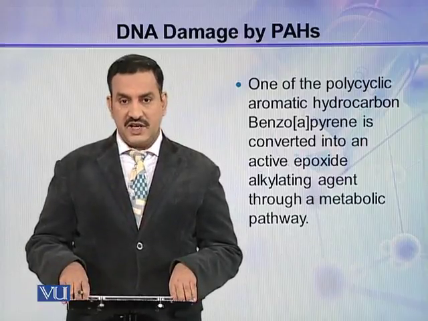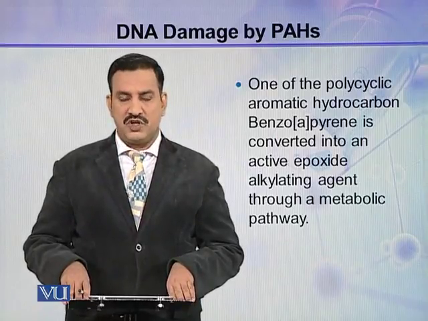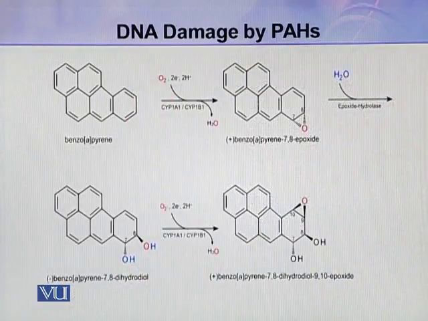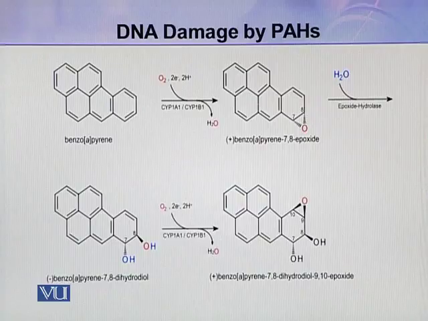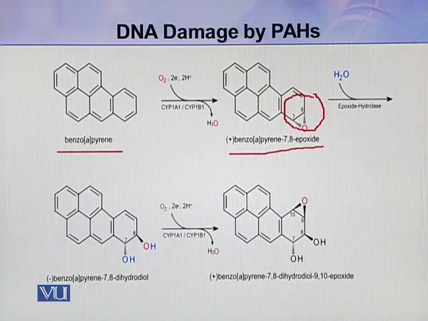One of the polycyclic aromatic hydrocarbons is benzo[a]pyrene. It is converted into an active epoxide alkylating agent through a metabolic pathway in the cell. Here is the pathway which converts this PAH into an epoxide, which is a damaging agent. This is benzo[a]pyrene. It is activated by oxygen and converted into benzo[a]pyrene 7,8-epoxide. In the further pathway, water is added, and this 7,8-epoxide is converted into benzo[a]pyrene 7,8-dihydrodiol.